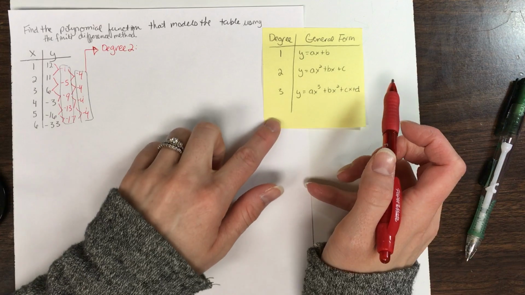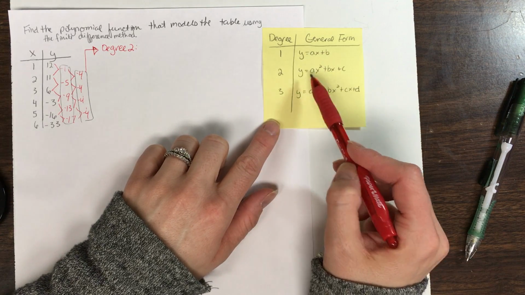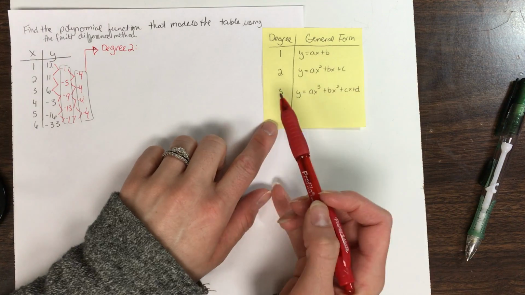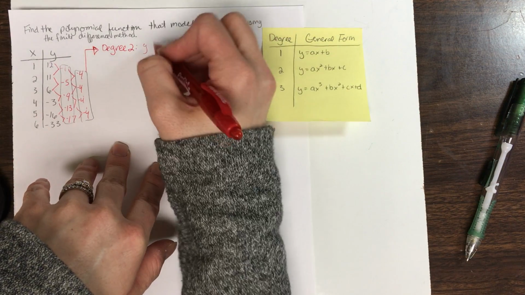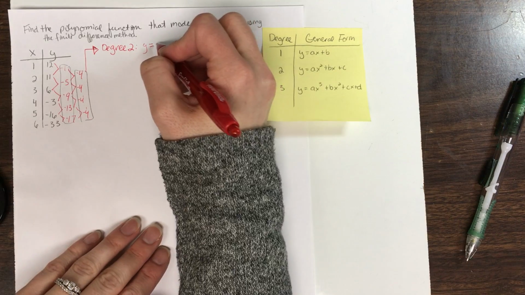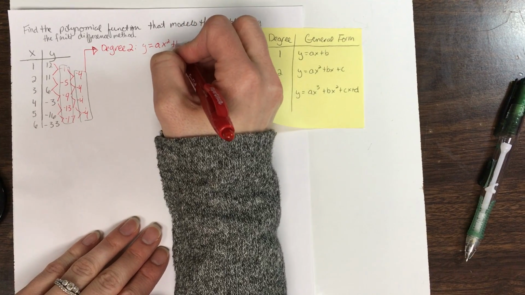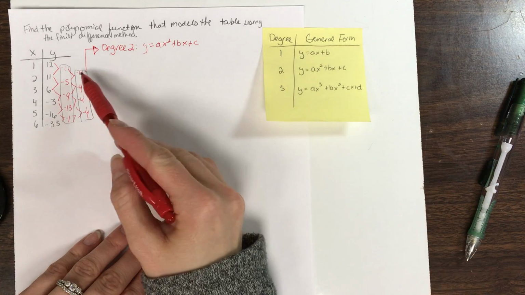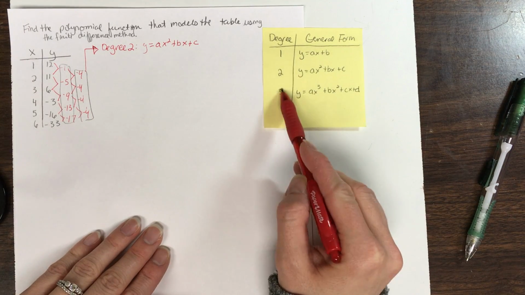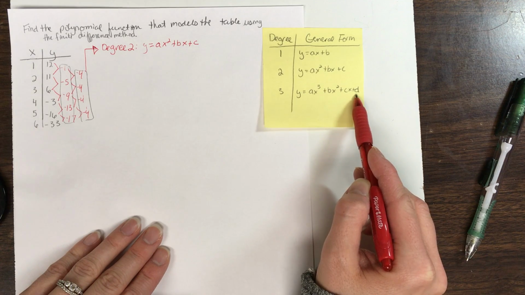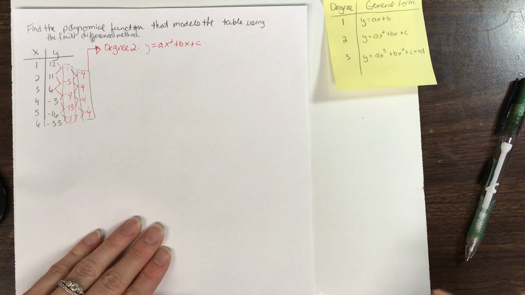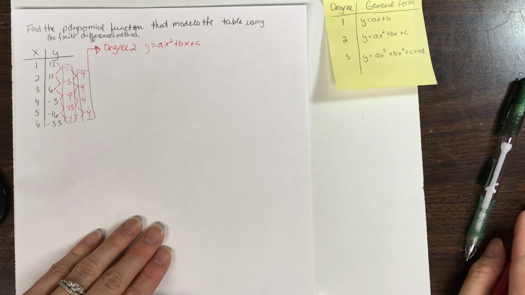And then looking at my general forms over here, a degree 2 polynomial is of the form y equals ax squared plus bx plus c. So then I write that down. y equals ax squared plus bx plus c. If we had 3 sets of differences, it would be a degree 3, and this would be my general form. Okay, so this is the equation that we want.